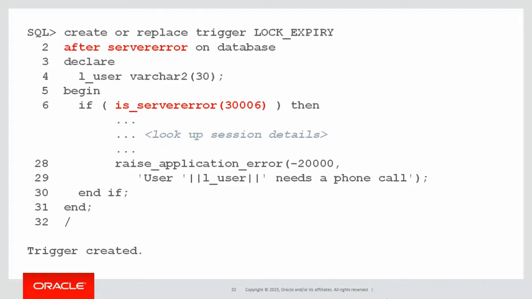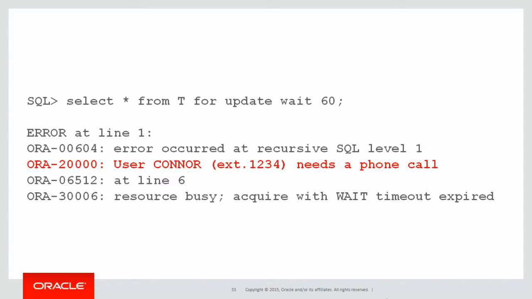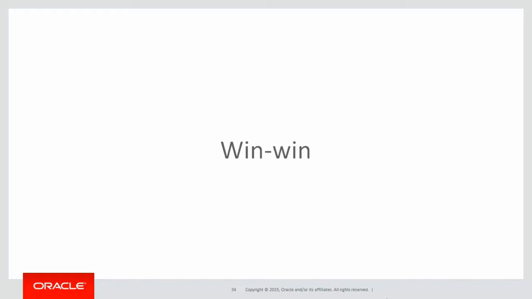So let's say this was a company internal application. When I can't get a lock, I can let the user know why they couldn't get it. Here's an error saying, I couldn't get the lock, go speak to Connor, he's on extension 1234, give him a phone call, ask him what he's doing with his application. This is win-win. This is empowering for the user because they get to take some control over the application, they get to phone me in the next office and tell me to get the hell off my application.